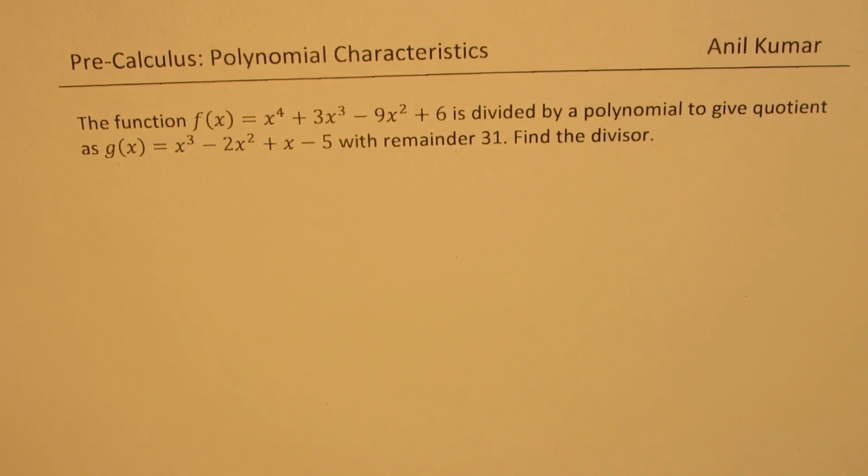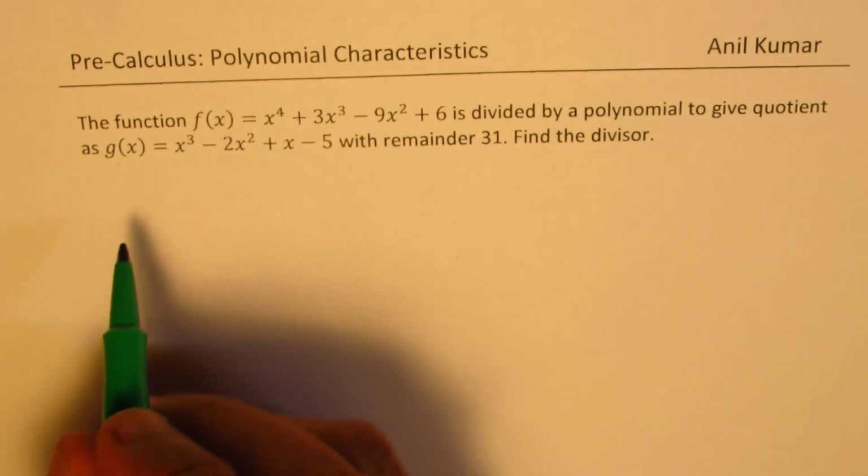Here we have another brilliant question from one of our subscribers. This involves polynomial divisions. So the question here is, the function f of x equals x to the power of 4 plus 3x cubed minus 9x squared plus 6 is divided by a polynomial to give quotient as g of x equals x cubed minus 2x squared plus x minus 5 with remainder 31. Find the divisor. Now, let's first understand what is given, what we need to find.